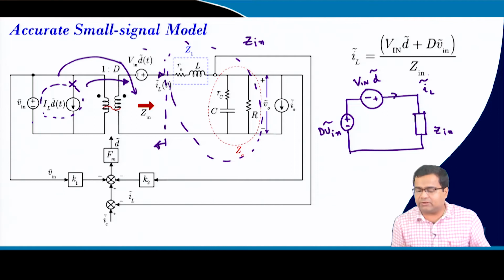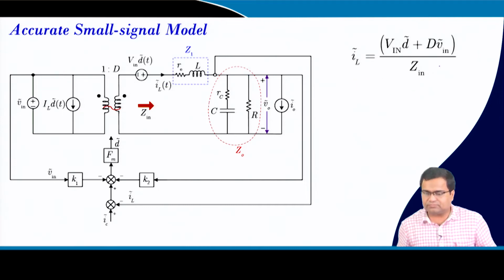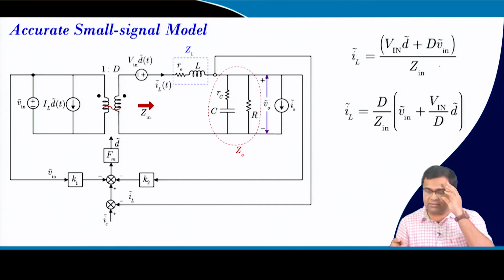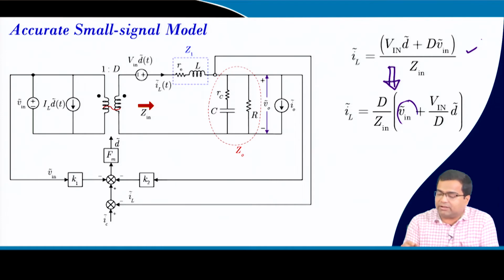So, my inductor current will be the sum of these two voltages, which is here, divided by the impedance. Now, if we rearrange, we take D by Z in out, because we want to arrange it in a way. So, input voltage plus this. This is just a rearrangement from this stage to this stage, but this stage was important. Now, you will see we can write the inductor current like this.